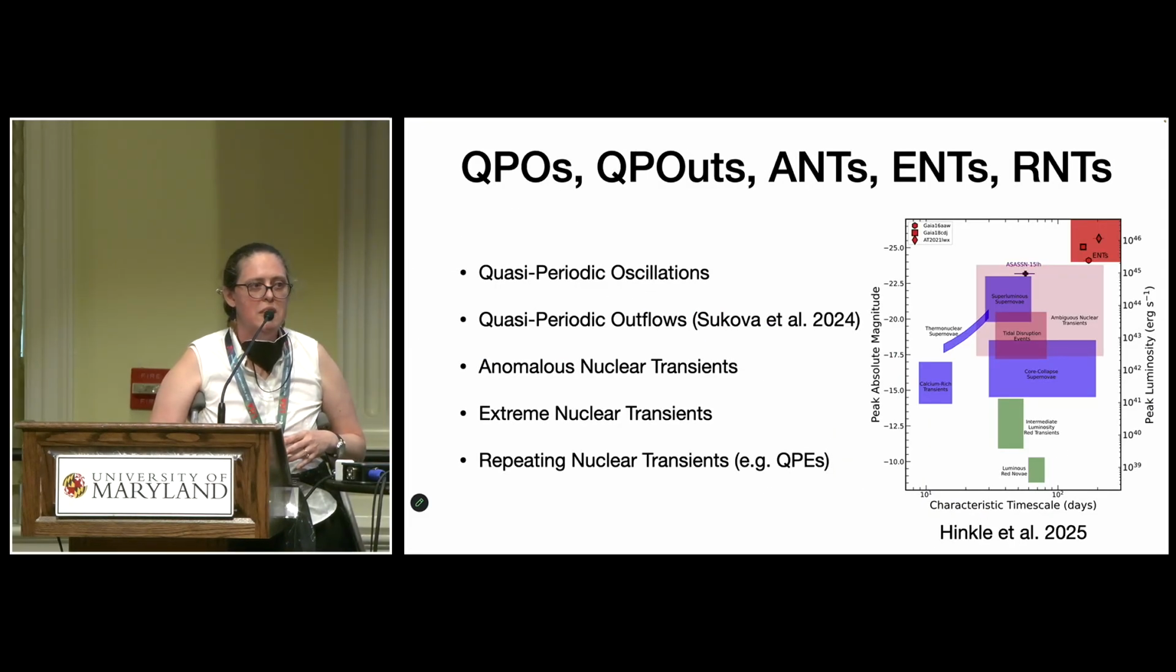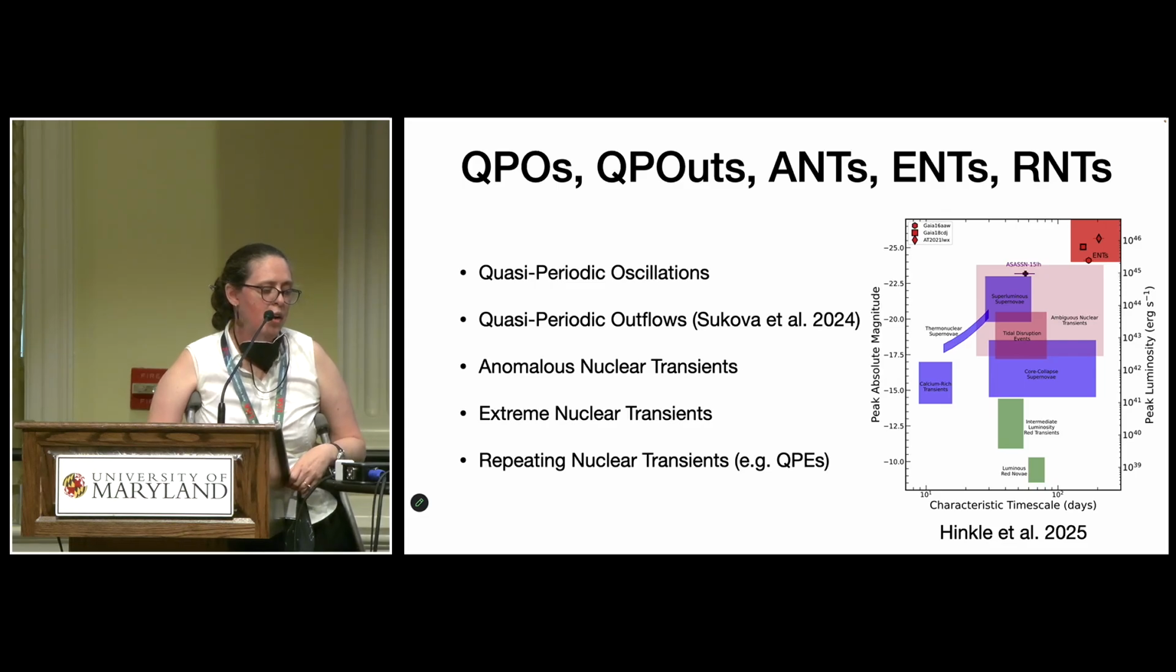There's a bunch of acronyms that I am not going to have time to get to because I am almost out of time, but I will mention them. So we also see in AGN quasi-periodic oscillations, quasi-periodic outflows. You can read about both of those in Sakova 24. We also see things we call anomalous nuclear transients, extreme nuclear transients, repeating nuclear transients, of which QPEs are one source.